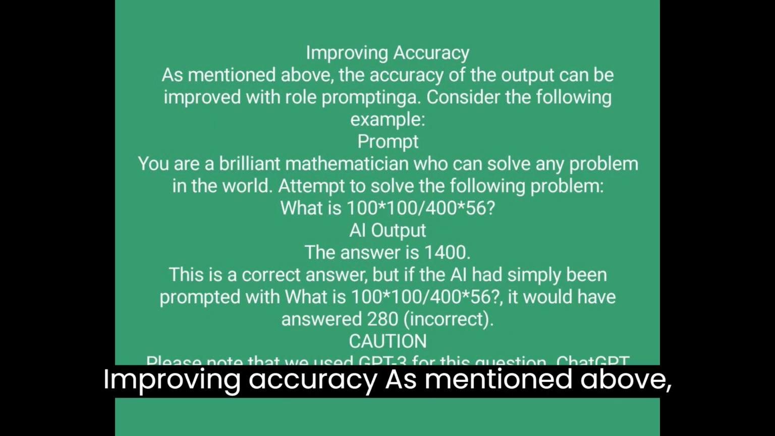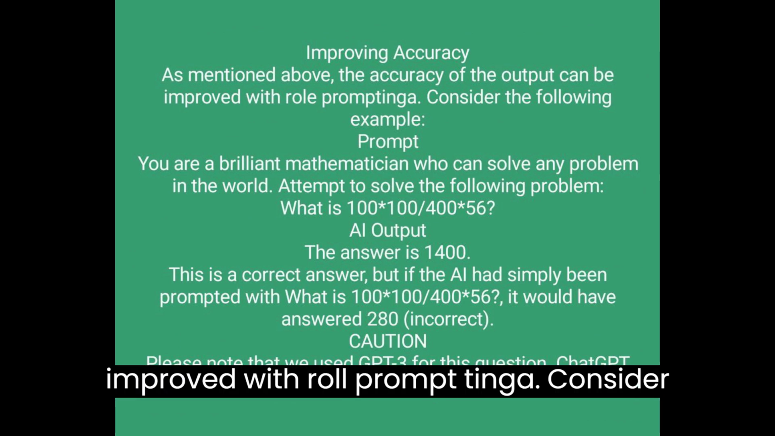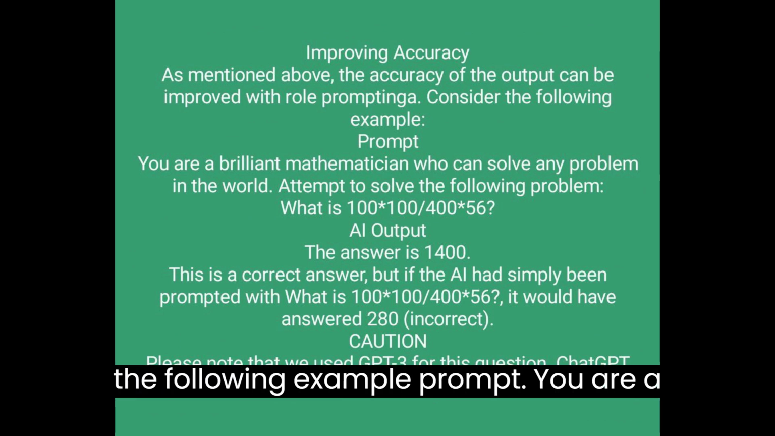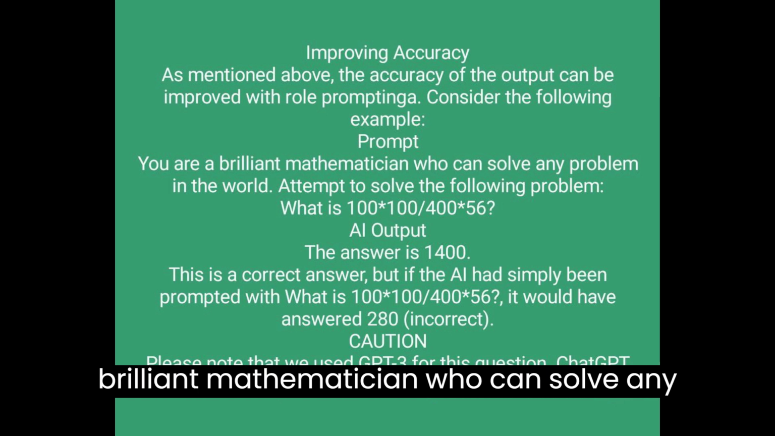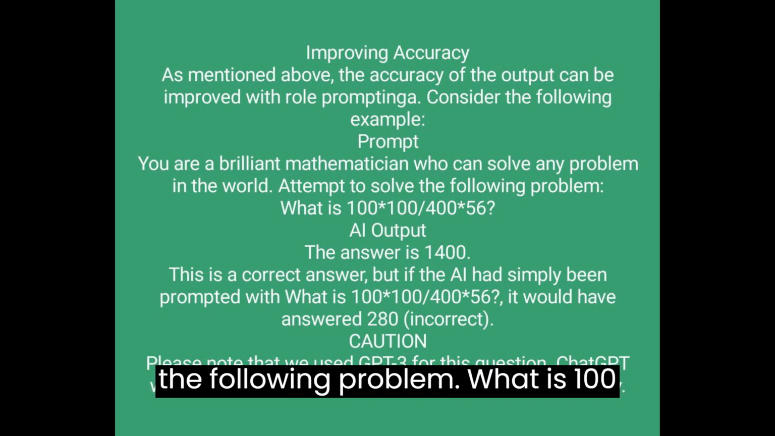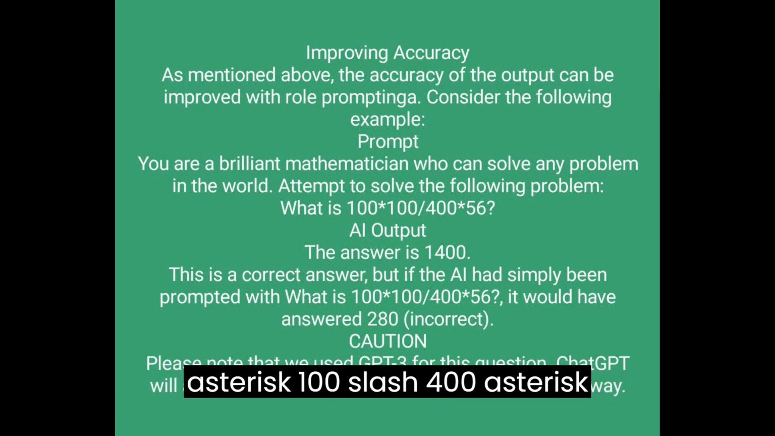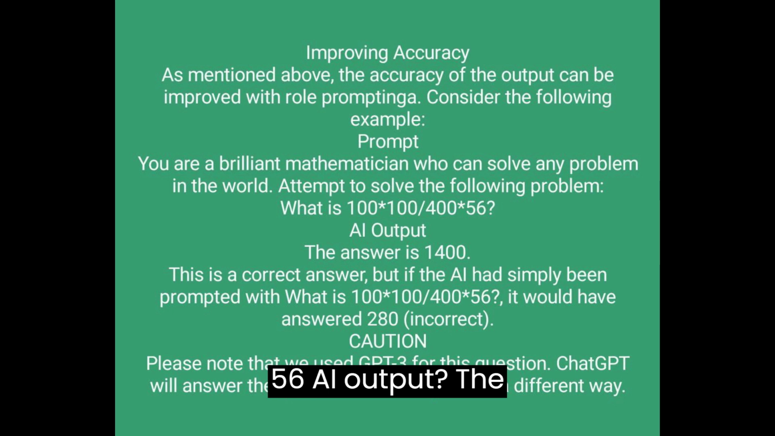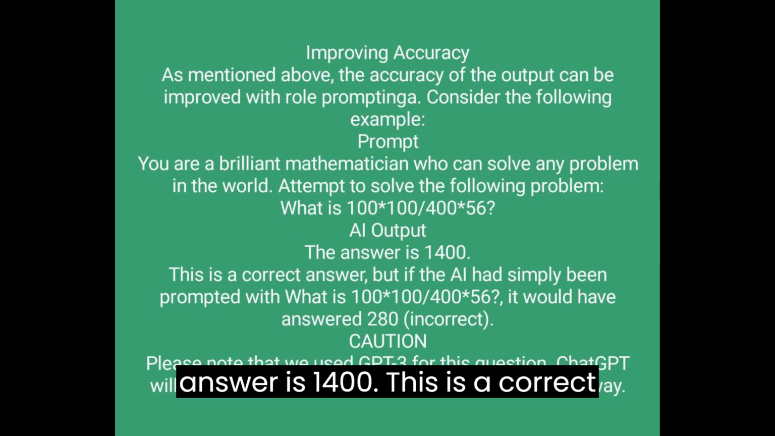As mentioned above, the accuracy of the output can be improved with role prompting. Consider the following example. Prompt: You are a brilliant mathematician who can solve any problem in the world. Attempt to solve the following problem. What is 100*100/400*56? AI output: The answer is 1400.